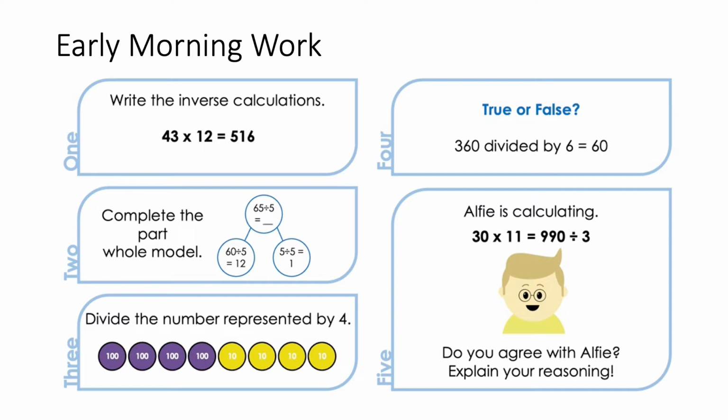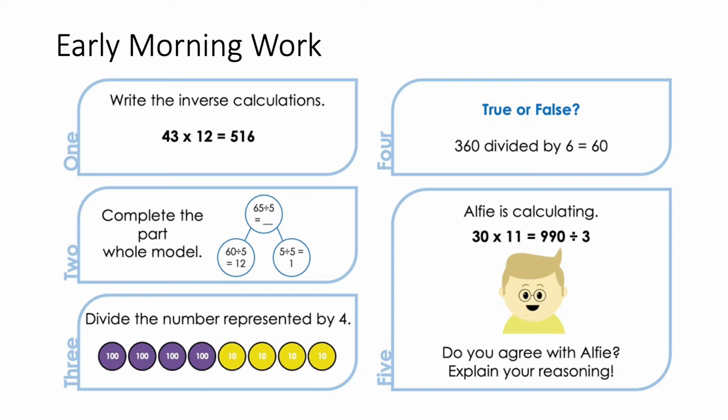Number 3, divide the number represented by 4. So work out how many you have, and then divide that by 4. True or false? 360 divided by 6 is 60. You've got to work that out. And Alfie is calculating 30 multiplied by 11 is the same as 990 divided by 3. Do you agree with Alfie and explain your reasoning? So pause the video now and see if you can do that for me.